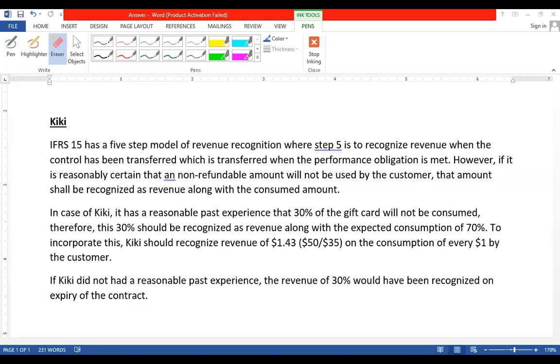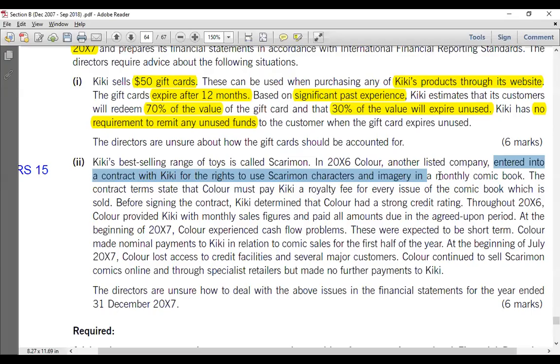Now the question says Kiki's best-selling range of toys is called Scarymon. In 20x6, Color, another listed company, entered into a contract with Kiki for the rights to use Scarymon character and imagery in a monthly comic book. So we have a contract with the company Color where we are giving the rights to use the Scarymon characters and imagery in a monthly comic book.